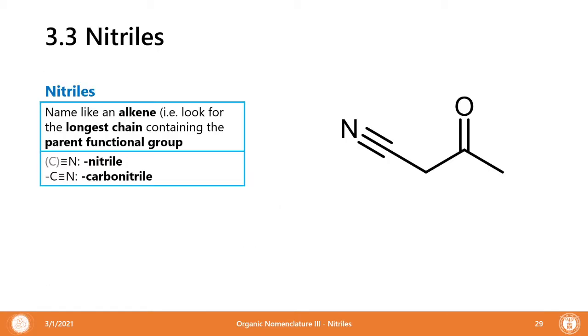Okay, for nitriles, they are named almost exactly like aldehydes. For linear nitriles, we use the suffix nitrile. Then we find the longest chain containing this nitrile. Here we have 4 carbons. So we have butane nitrile. Here we find a substituent ketone denoted by the prefix oxo. And then we do locant numbering, 1, 2, 3, and 4. So assembling the name, we get 3-oxo-butane nitrile. Again, no number indicating where the nitrile is located because it is a terminal functional group.